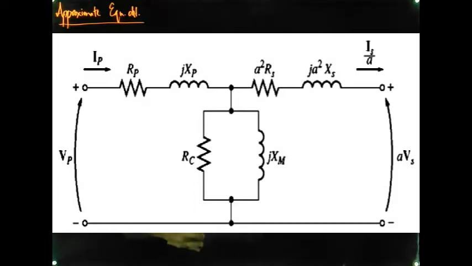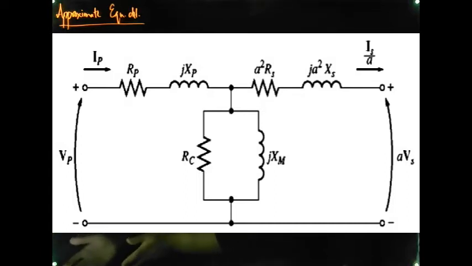We have already seen impedance transformation. When we refer the secondary side to the primary side, the secondary resistance and the secondary reactance, that is RS and XS, get multiplied by A square, where A is the turns ratio of this transformer, and obviously the voltage at this terminal will be AVS, and the current will be IS divided by A. This is when we refer the secondary side to the primary side.